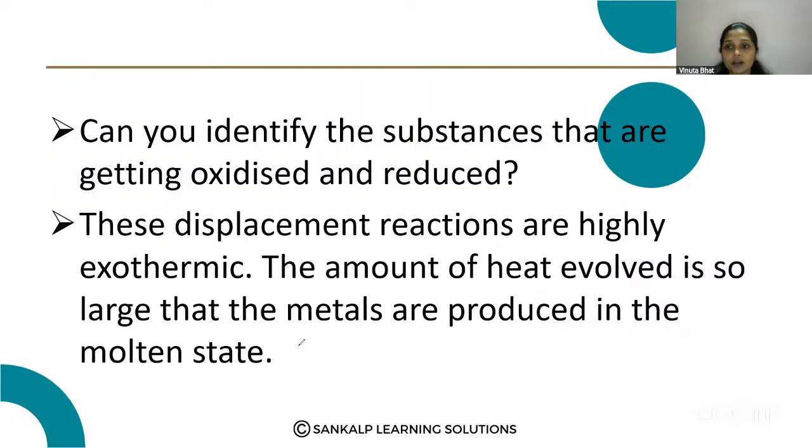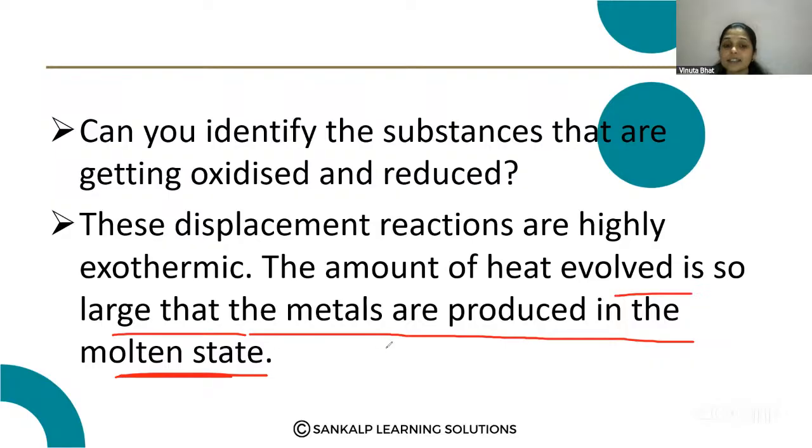Why it is called the exothermic reaction? Because a lot of heat is released. So in this reaction, we can call it the exothermic reaction. The amount of heat evolved is so large that the metals are produced in the molten state. The metals, the pure metal that we obtain, is in the molten state. Okay.